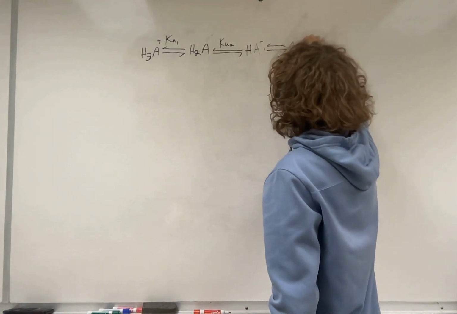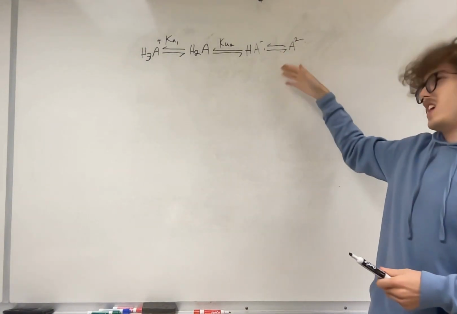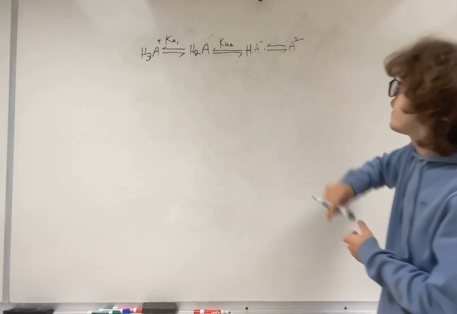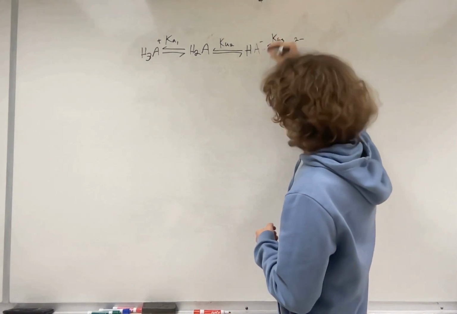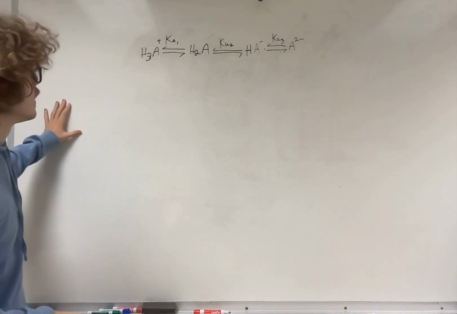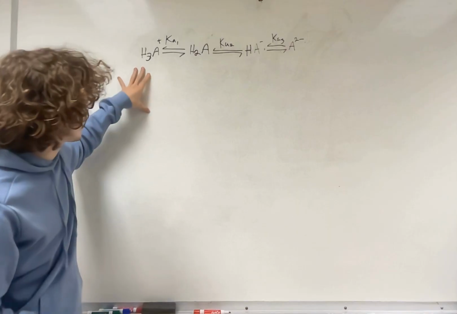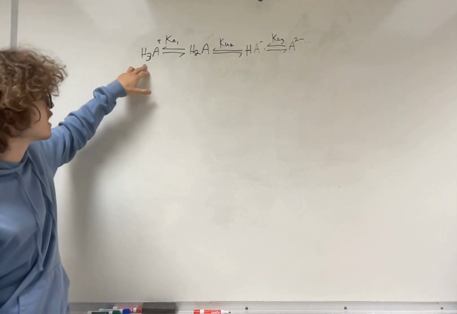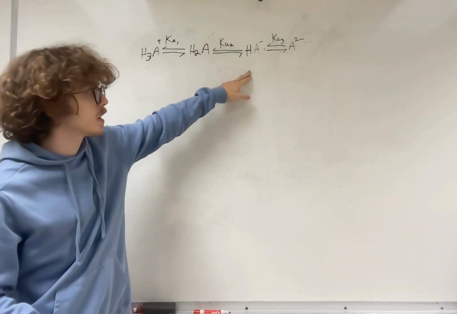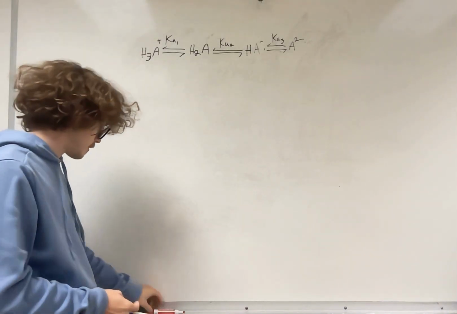Then H2A's dissociation is governed by Ka2, so let's now call this HA minus. And then we're going to get our final conjugate base, you could say, A2 minus, and that's governed by Ka3. Hopefully you can see the system here: an acid with 3 acidic protons into a diprotic acid, into a monoprotic acid, into a probably weak conjugate base.